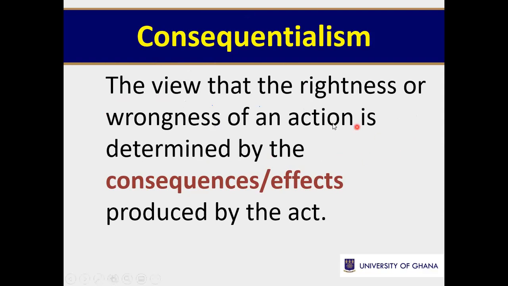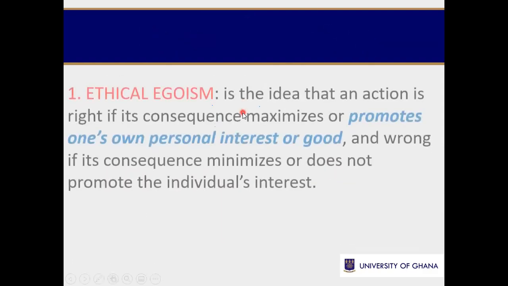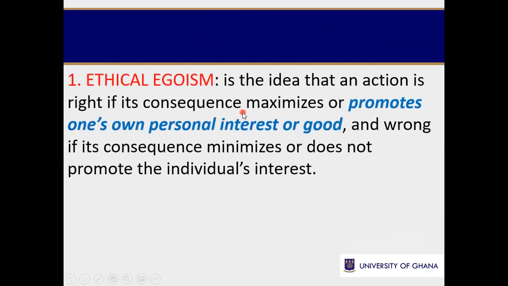Okay, so what is the consequentialist view? The view that the rightness or wrongness of an action is determined by the consequences or effects produced by the act. What did it yield? That's all. That is how you determine whether that action was right or wrong, says the consequentialist, broadly speaking.